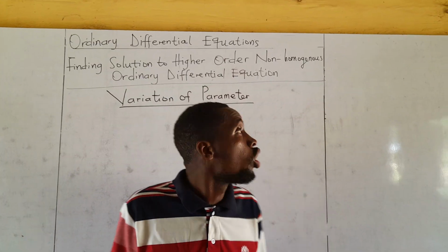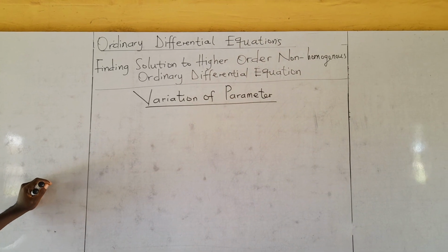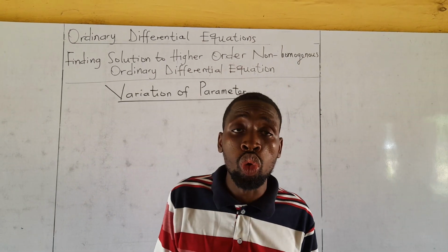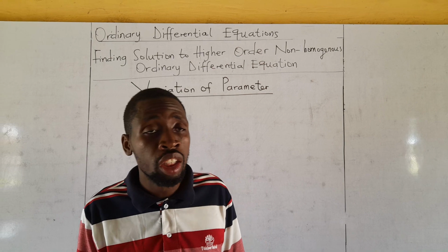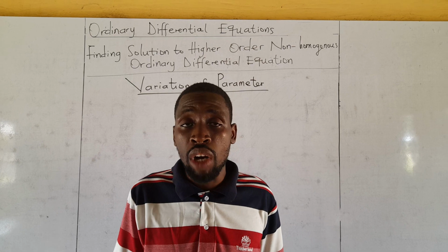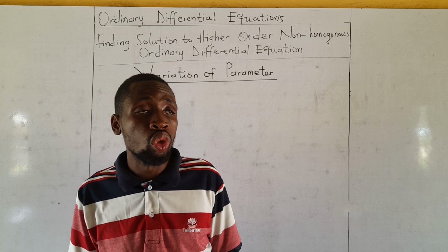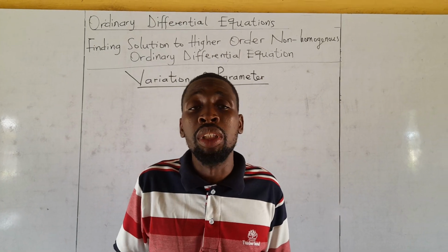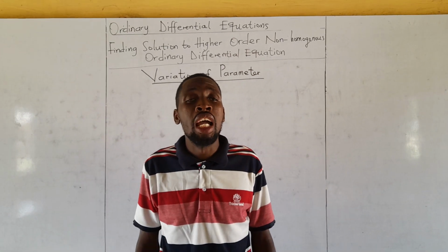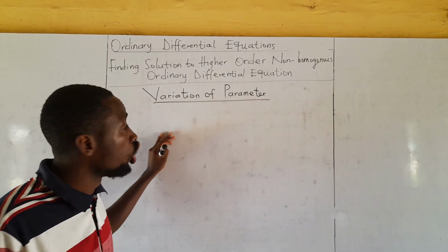Today, our discussion on ordinary differential equations will be on finding solutions to higher order non-homogeneous ordinary differential equations. Remember, we said when we are finding solutions to non-homogeneous higher order ordinary differential equations, three methods come to mind. That is the method of undetermined coefficients, variation of parameters, and the differential operator method, which is also known as the D operator method. Please do check out my videos on the method of undetermined coefficients and the D operator method. Today, our discussion will be on variation of parameters.